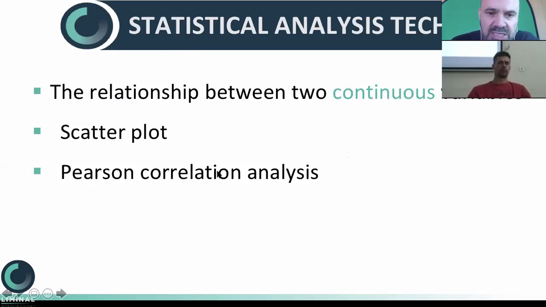You can use a Pearson correlation analysis to see the relationship between the 2, if there is a relationship or not, and what is the strength of this relationship. And for that, you use the correlation coefficient. So the correlation coefficient will show you the strength of that relationship and if it's positive or negative.